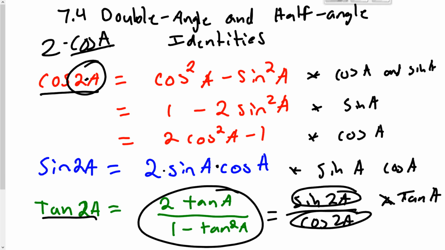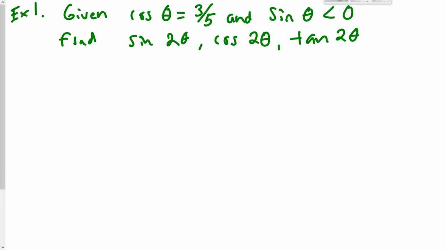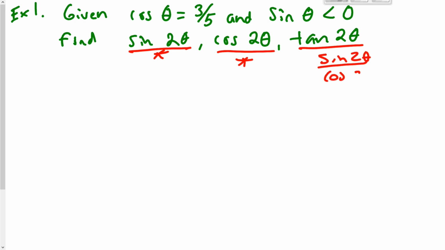Okay, so let's go ahead and do a couple examples here. So here's example 1. You're given cosine of an angle is 3/5, and that sine is less than 0, which means sine is negative. Okay, and we want to find sine of 2A and cosine of 2A and then tangent of 2A. And because we're finding these two, that means this last one we can rewrite as sine of 2 theta over cosine of 2 theta. So we could use these two that we just found in order to find tangent, or we could go ahead and find tan of theta and then use the formula from the last slide.